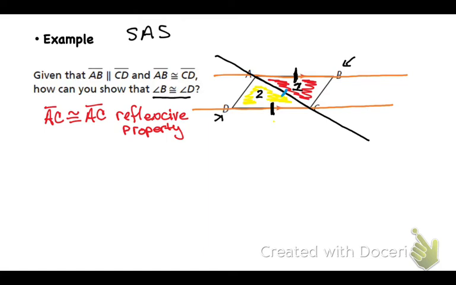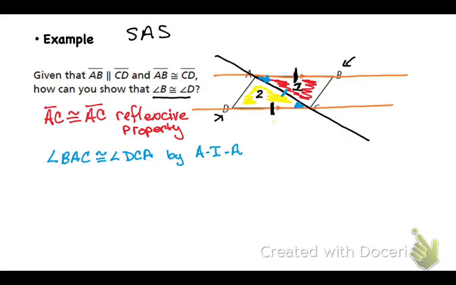I have two sides, right? So I need the included angle. Well, the only angle I have is this one, and this one would be the included angles, yes? Are those two angles congruent? Why? They're alternate interior. So angle BAC is congruent to angle DCA. Sure. Yeah, the ones I colored in by alternate interior angles. Correct? Everyone see that?